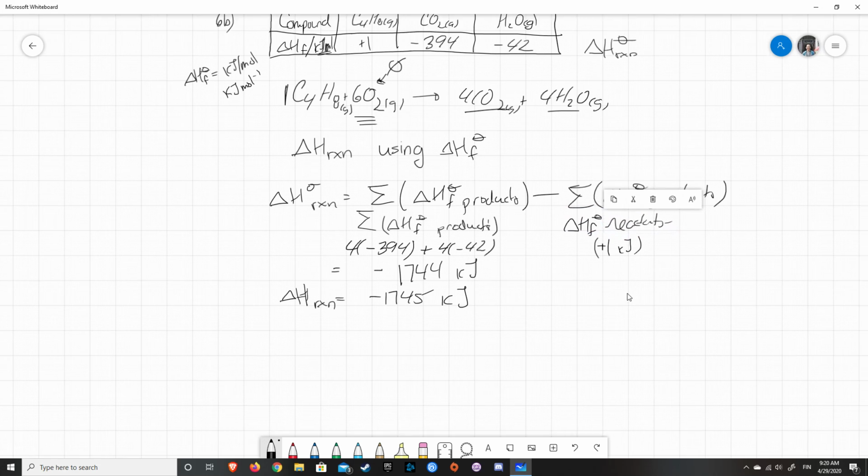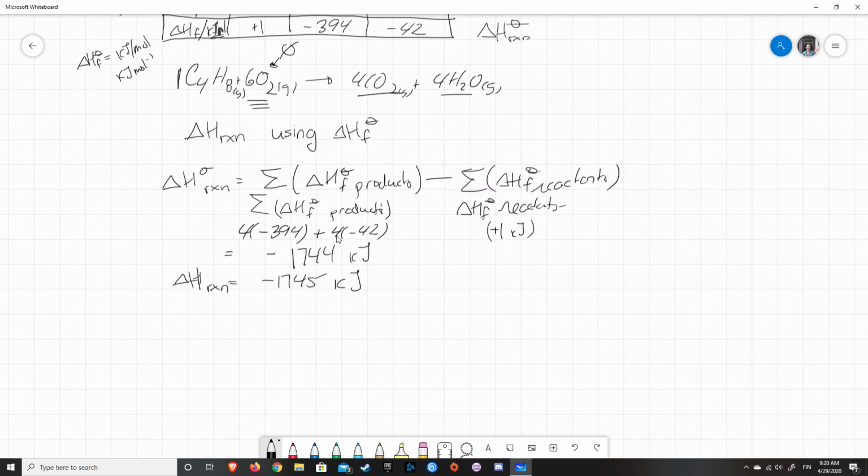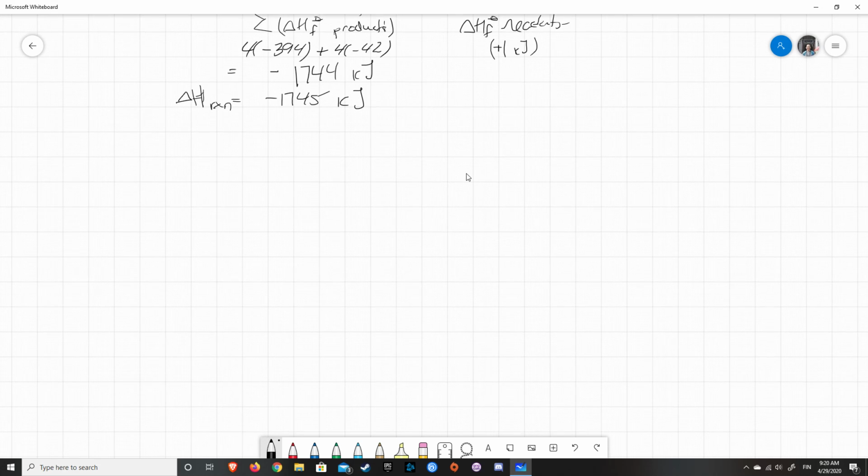Products minus reactants. I'm just going to make sure this is all right for 16. So, okay, let's continue going a little bit then. What we're going to work on is number 6.2, 6II. So you've got 6A, 6B.